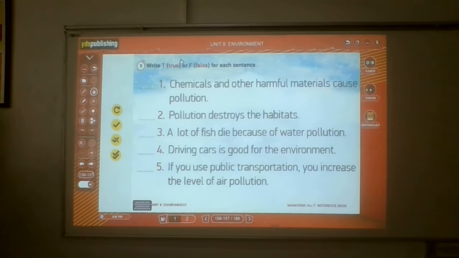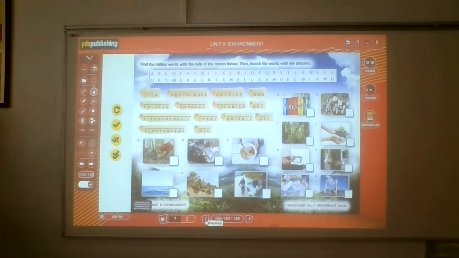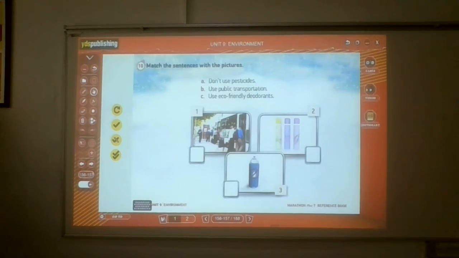Write true or false for each sentence. Number 1. Chemicals and other harmful materials cause pollution. Guys, is this true? Yes, of course, it's true. Pollution destroys the habitat. Is that true or false, guys? Yes, it is. Now, guys, 3, 4, and 5 will be done by you, okay? Match the sentences with the pictures. Also, these 2 should be done by you.